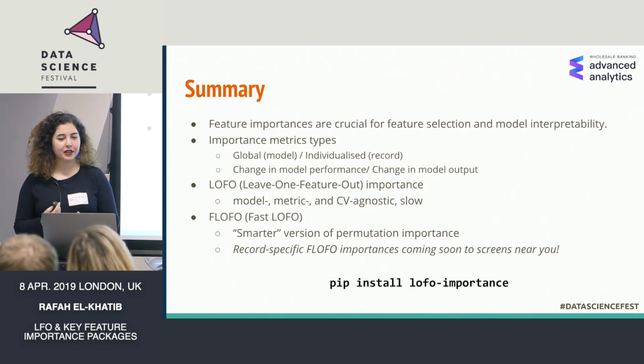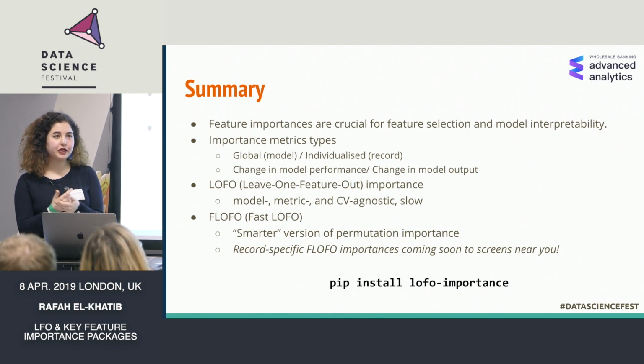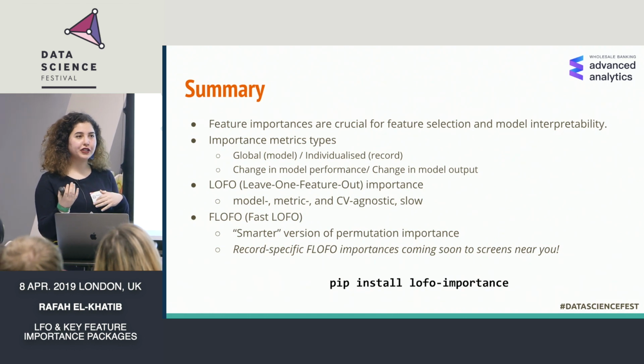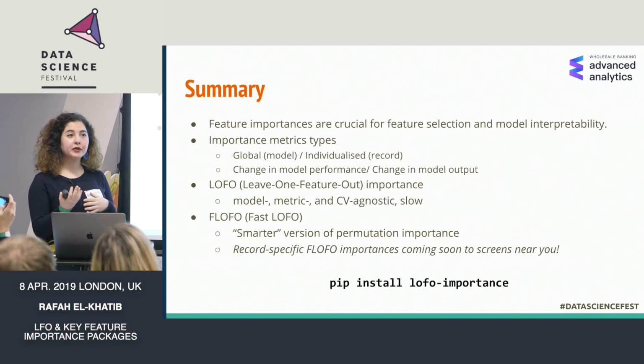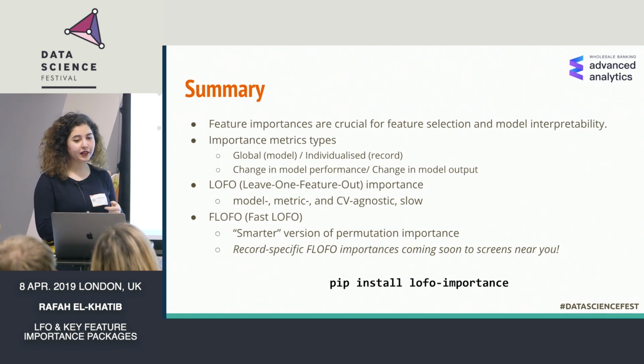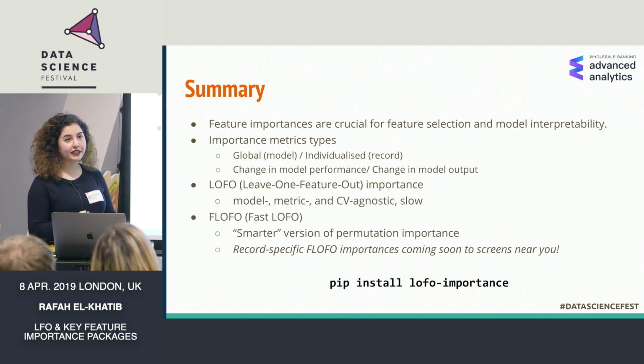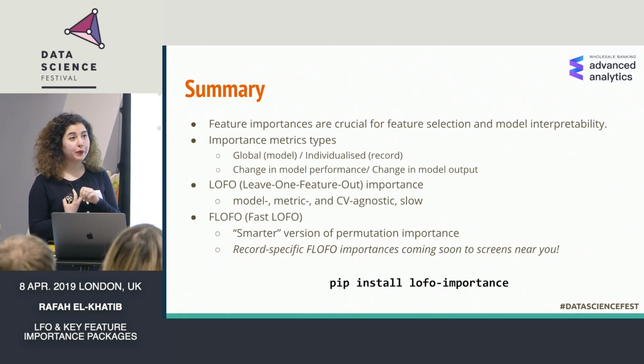Just to sum up, we've seen that feature importances are crucial. There are two main applications, feature selection and interpretability. You can classify feature importances into different classes, either global for the whole model or individualized per prediction. You can either look at the change in the model performance or the change in the model output. LOFO, leave one feature out importance, is model, metric, and validation scheme agnostic. However, it's slow. There's its fast approximation, FLOFO, which is a smarter version of the permutation importance, and individualized versions are coming soon.